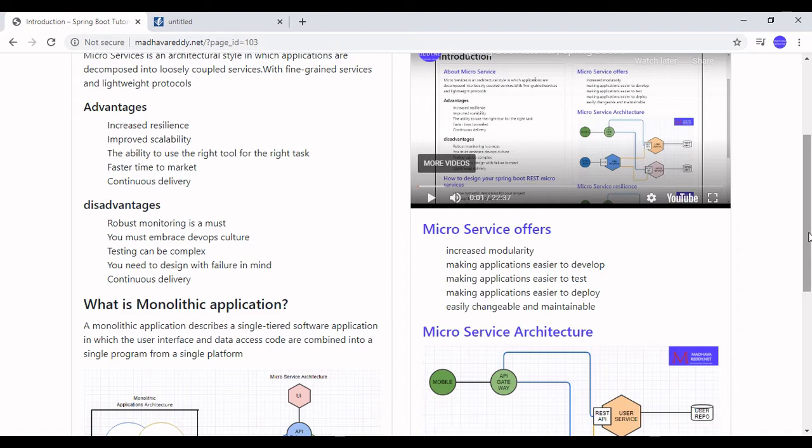And testing can be complex, because we are deploying each and every microservice as an individual unit, and suppose you want to test one application, you have to integrate it with another service. It's a bit difficult. You need to design with failure in mind. You always think about, okay, if it fails, what should you do?